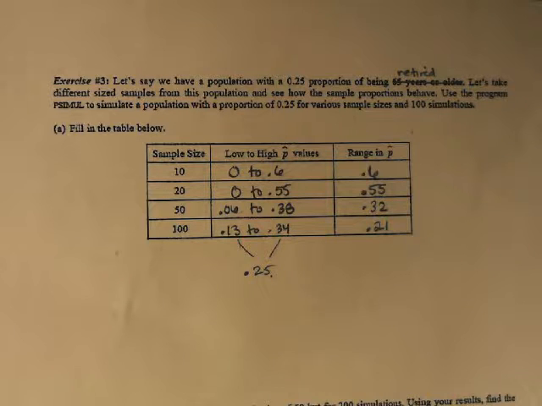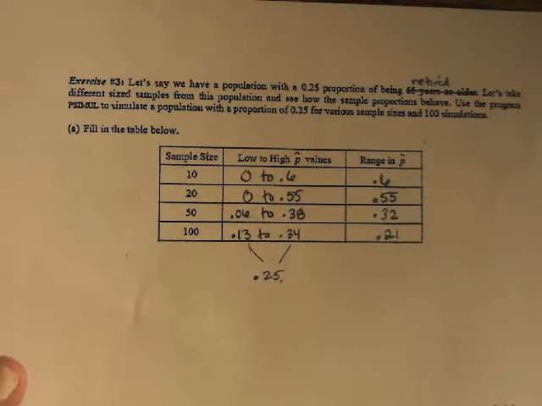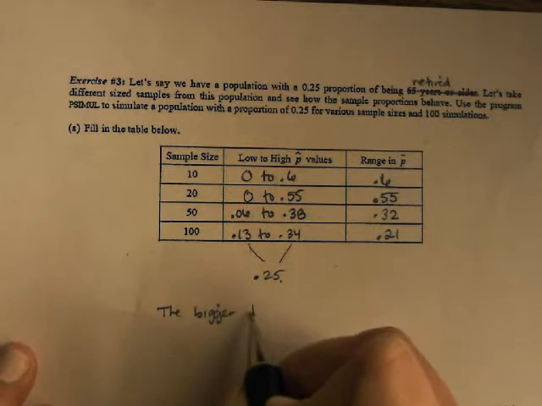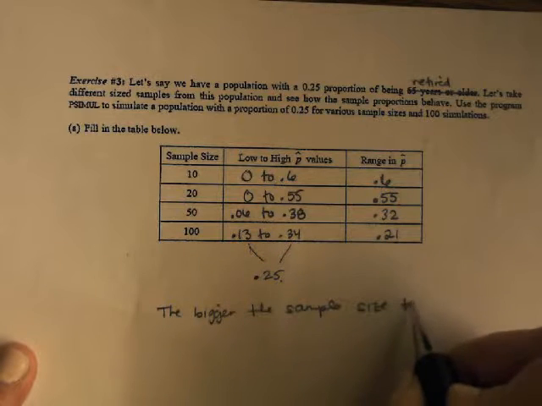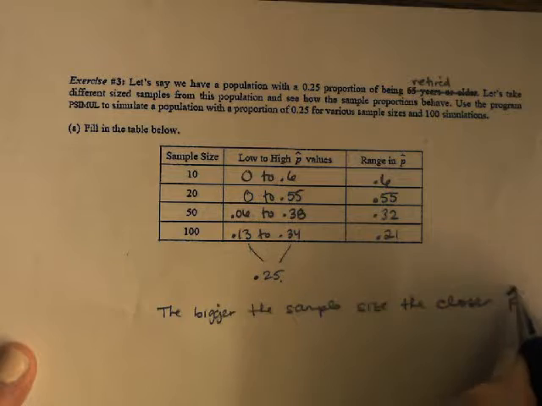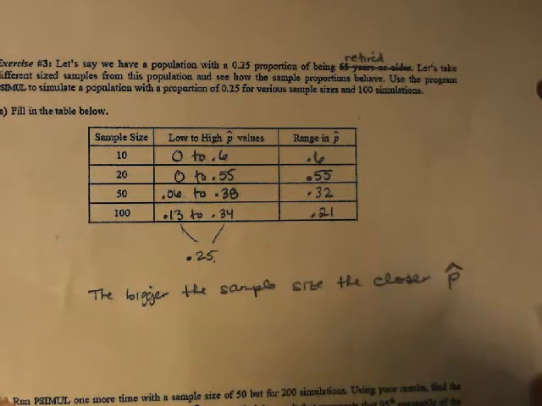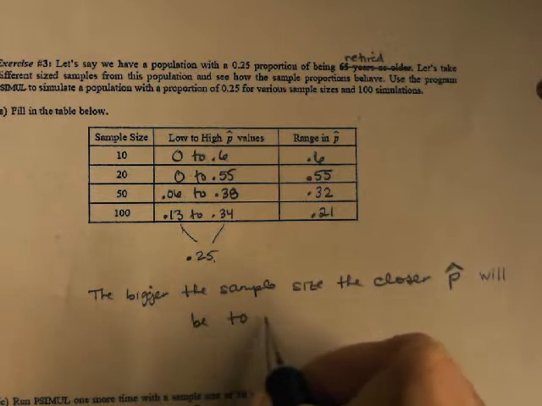So the moral of this story is, the bigger your sample size, the more accurate it will be to the actual population. So the bigger the sample size, the closer the sample proportion, and I'm going to use a symbol for that, the closer that will be to the population proportion.